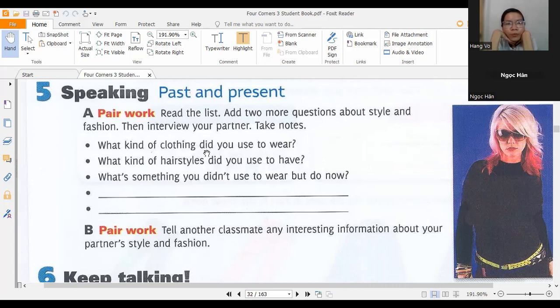All right, so what's something you didn't used to wear but you do now? I didn't used to wear t-shirts. Oh, okay. Because I don't like them. But when I go to school, I wear t-shirts. I feel very comfortable and I begin to like them. Oh, okay. All right, I see.